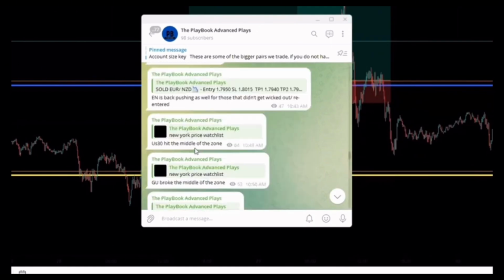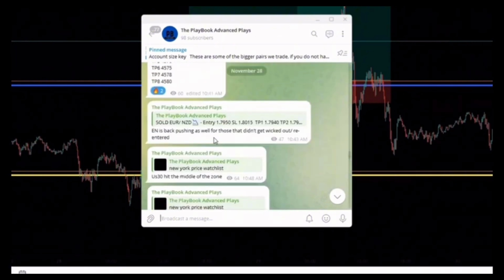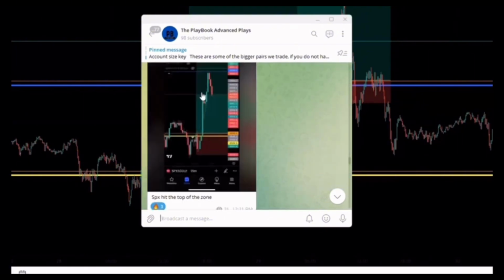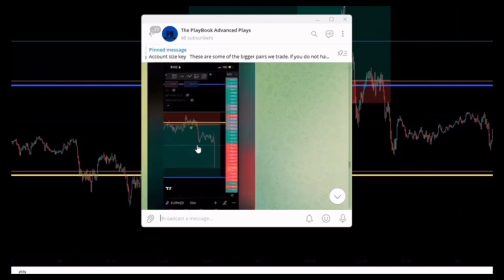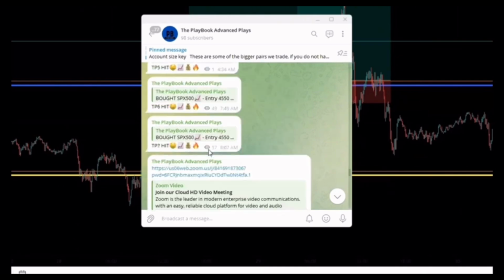As you can see here, I call this Signal. You see I'm walking y'all through what's going on with the trades we're in. I'm giving y'all updates to what I talked about in the New York Price Watch List. And then of course you see me showing y'all screenshots to visually show y'all what's going on behind the scenes, or what I see on my end behind the scenes.